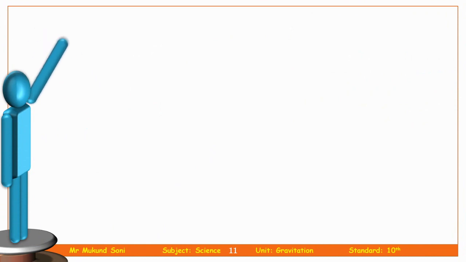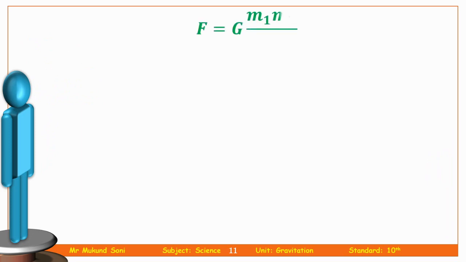Now here is Mahendra again. He is looking for his answer. Now let's help him find his answer. He gave us the formula F equals G m1 m2 upon r square, and he asked for our help to find the gravitational force, which is basically unknown to us.